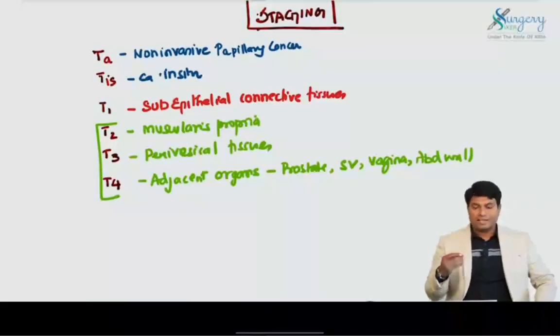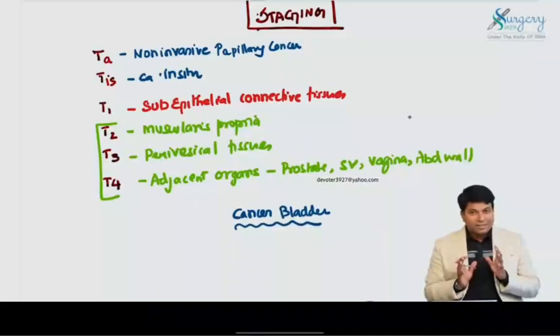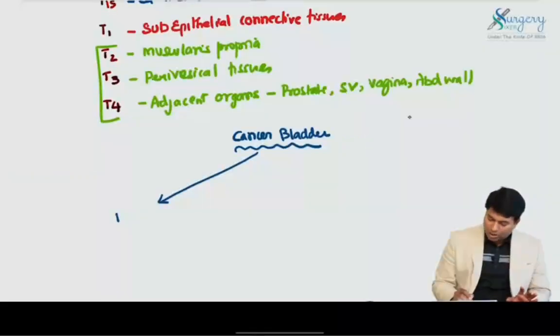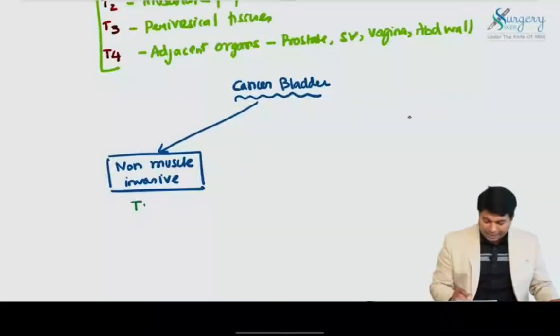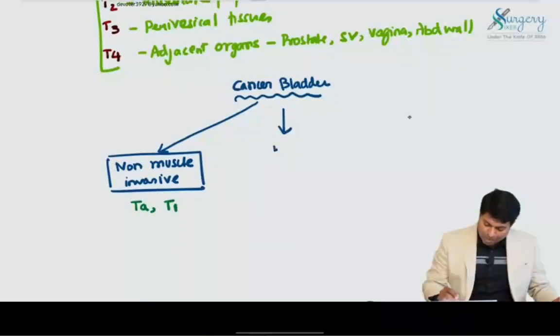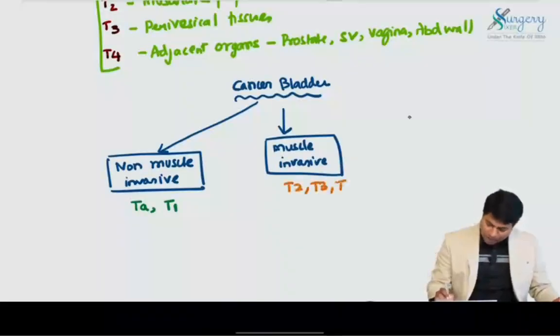Now I'm going to divide bladder cancer into three headings. There is nothing to mug up; if you understand, simply remember the T staging. I didn't discuss T staging in depth in many cancers, but here I'm discussing it because I want to tell the treatment based on it. I'm classifying bladder cancer into three categories. Non-muscle invasive cancers are nothing but TA and T1: superficial, non-invasive papillary cancer, and T1 involvement of subepithelial connective tissue. Then come muscle invasive cancers, which have invaded the muscularis propria. That is T2, which has gone beyond to T3, and which has gone up to adjacent organs is T4.